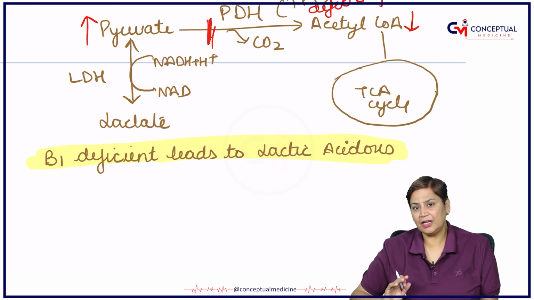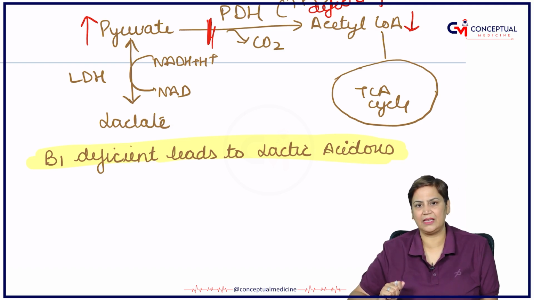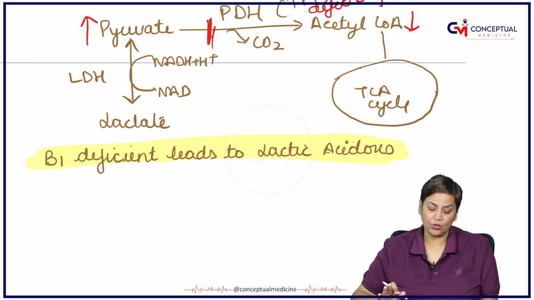And the most important is how we have to check whether a person is B1 deficient. We always carry out the assay of transketolase enzyme, which is the most important enzyme of the HMP shunt. Right? So that's all in this video.